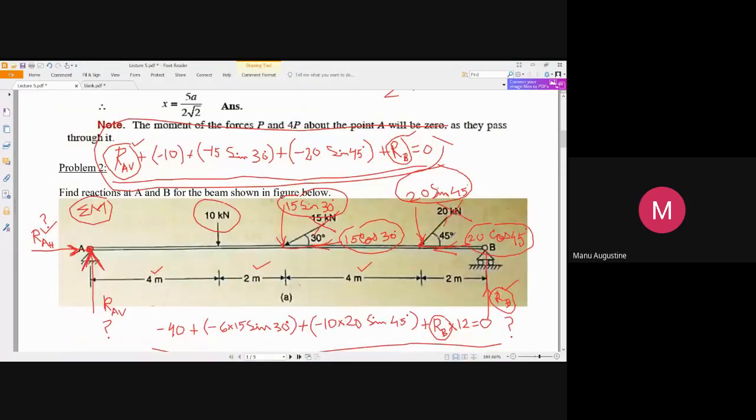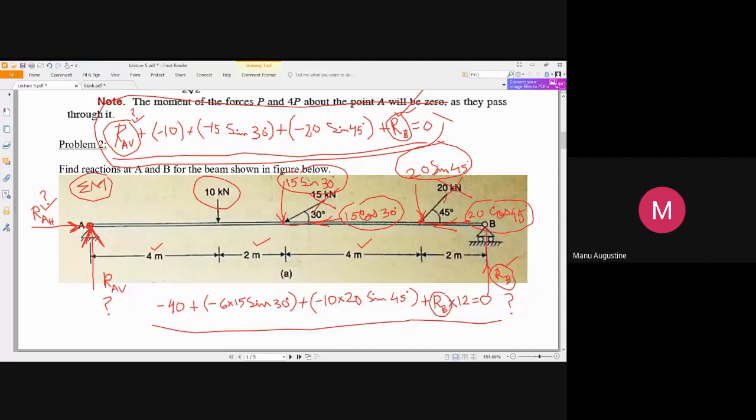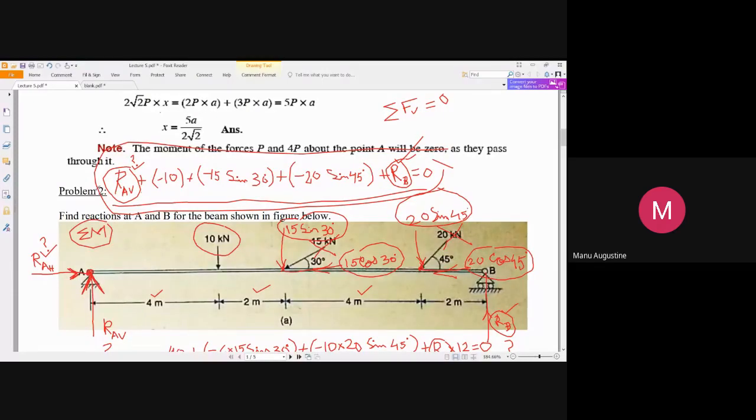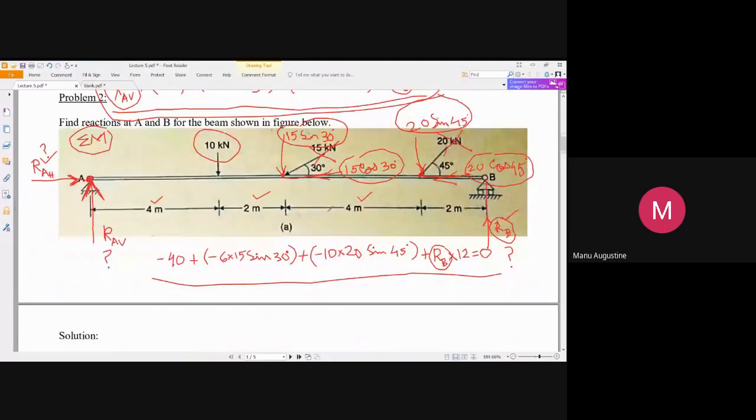So now you revisit this equation and put the value of RB here. In this equation now, there is only one unknown, that is RAV. Once RB is known, you can calculate the value of RAV from this equation. Did you understand the concept? Did you understand the proceedings of this?